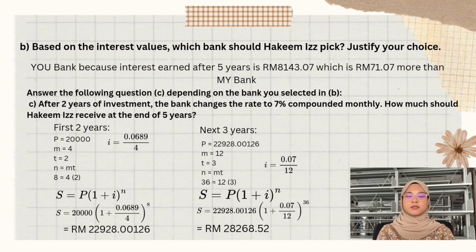Next, we move to question 1B. Based on the interest values, which bank should Hakim pick? Justify your choice. The bank that Hakim should pick is YOU Bank, because the amount after 5 years is RM 28,143 and 1 cent, which is RM 71 and 1 cent more than My Bank.